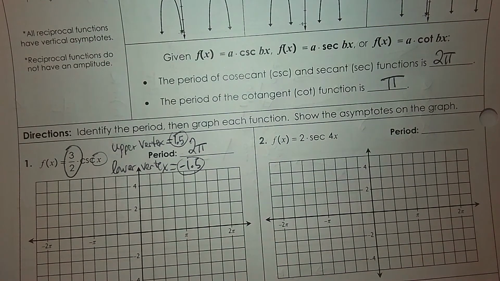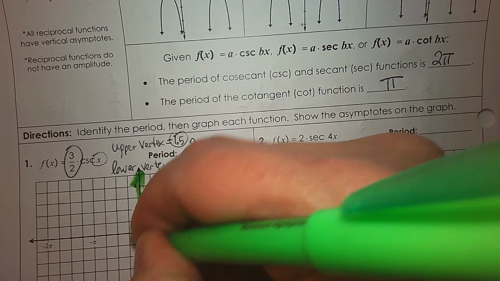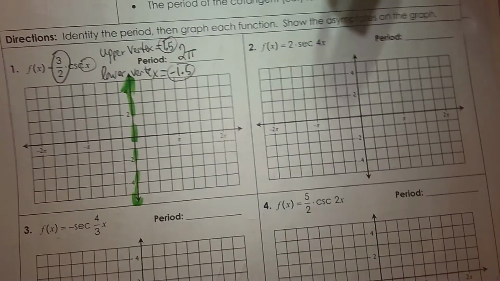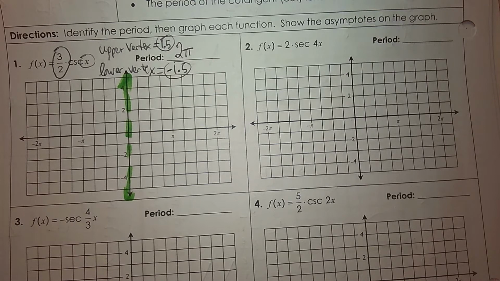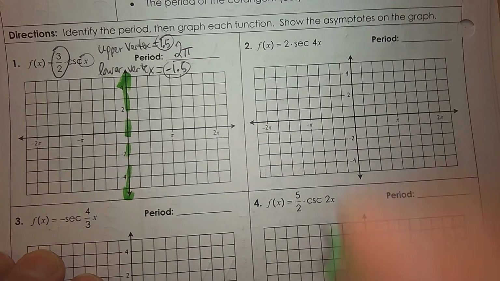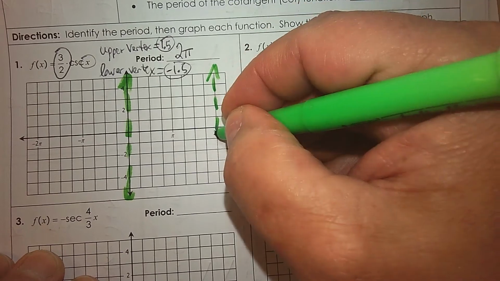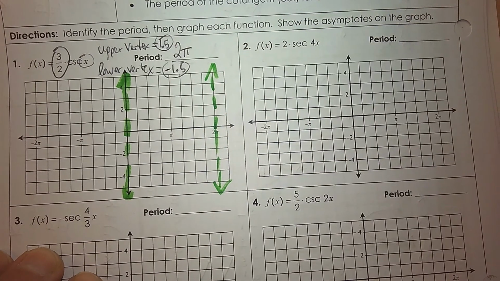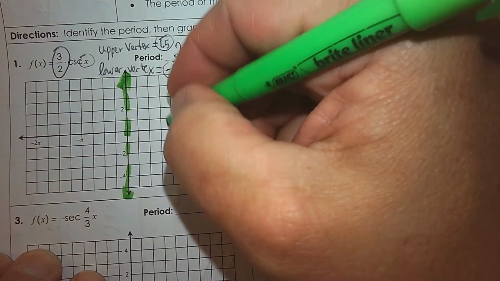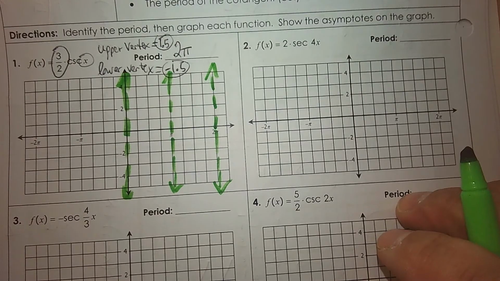All right, cosecant starts with an asymptote. So we're going to start with an asymptote. Then we're going to go to the end of the period. So 2 pi ends this cycle. So at 2 pi is going to be an asymptote. And then in the middle there is going to be a third asymptote. And that completes all asymptotes for the cycle.